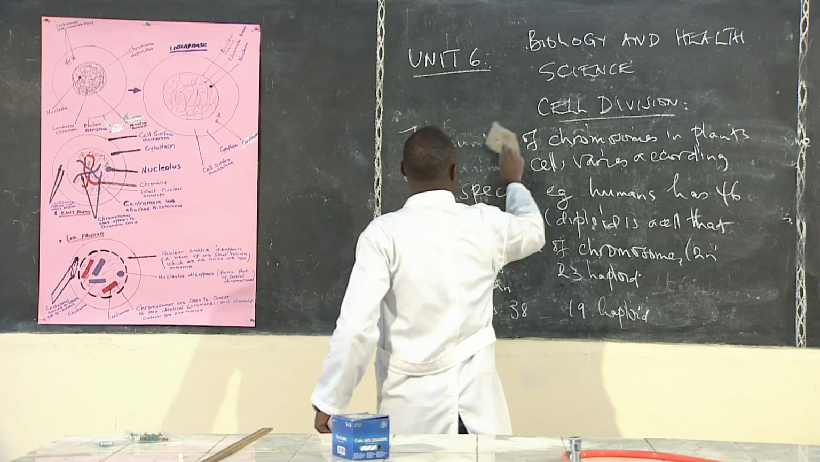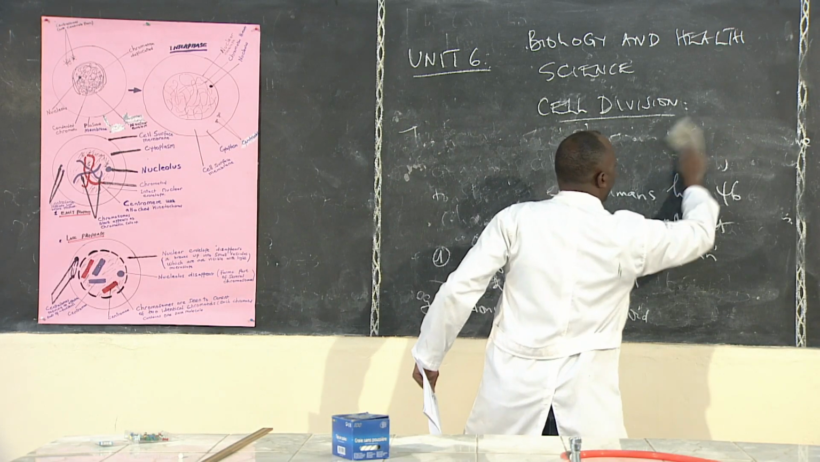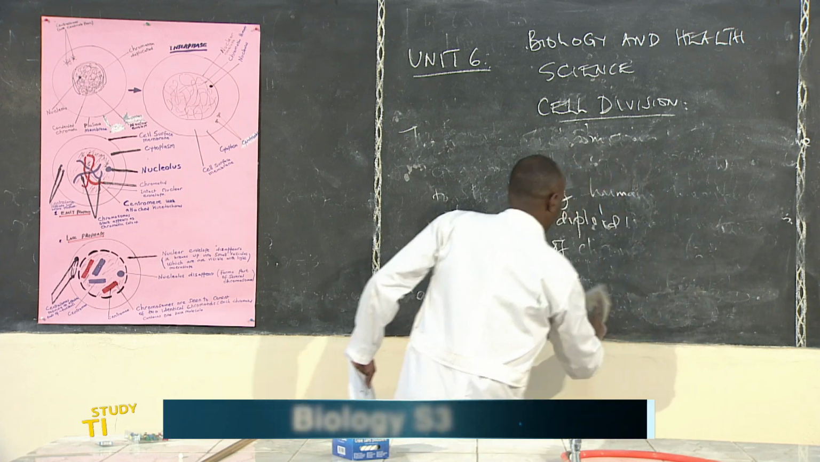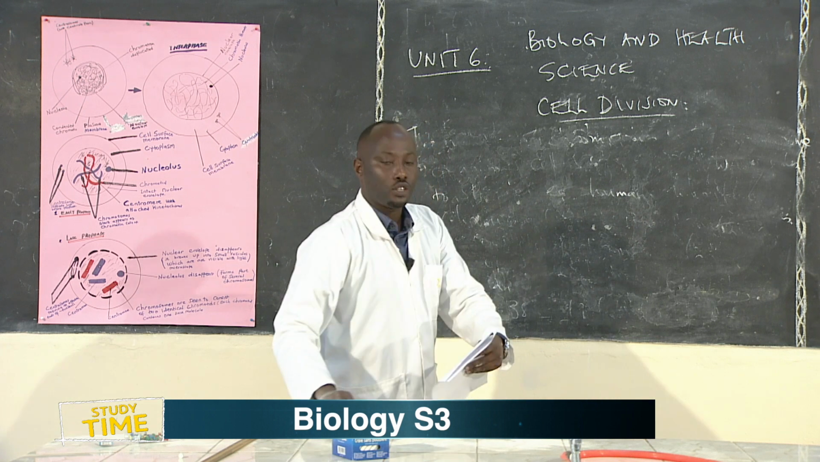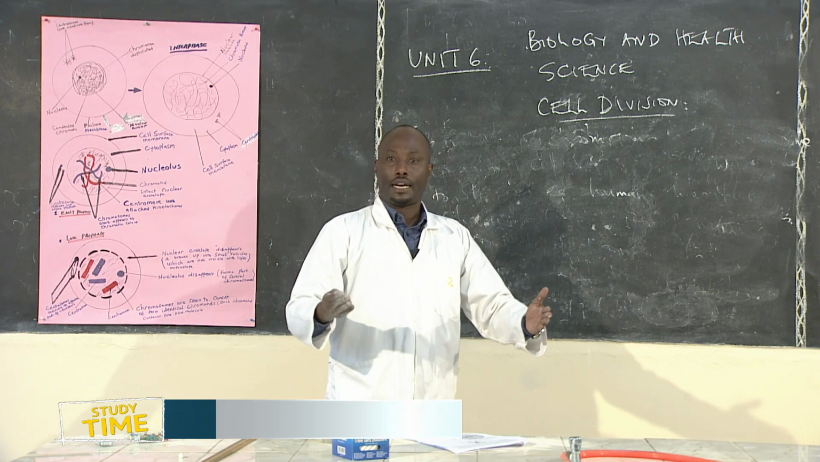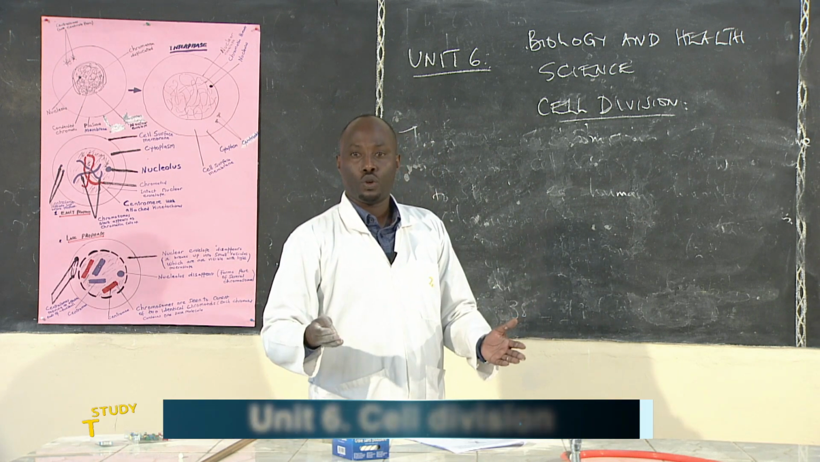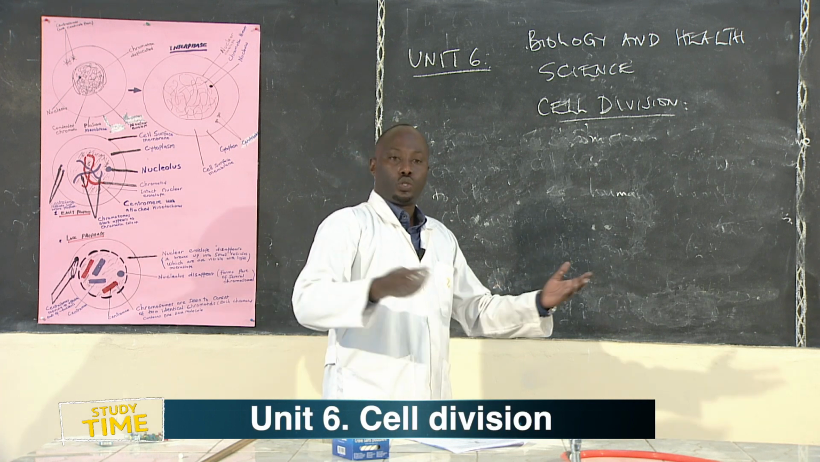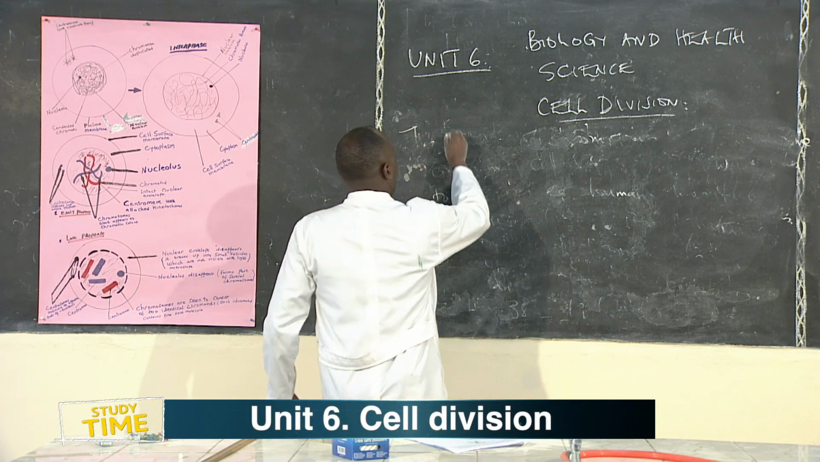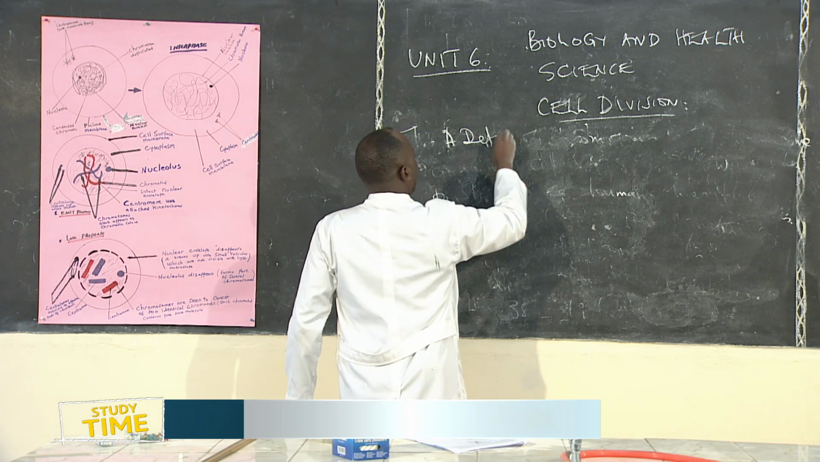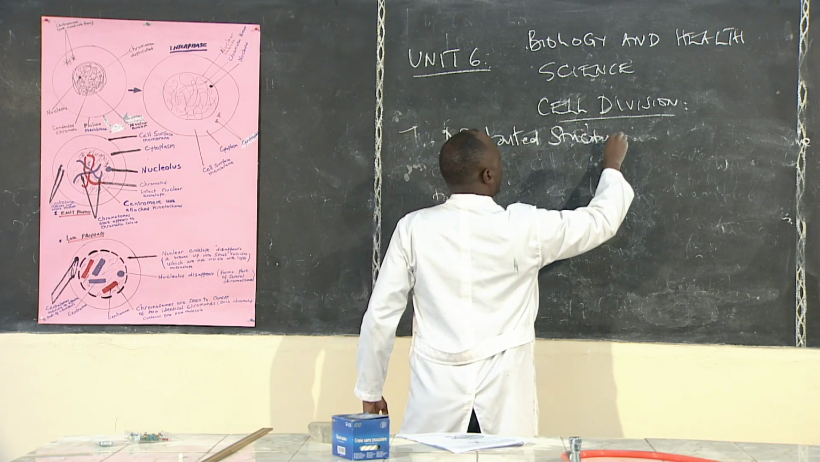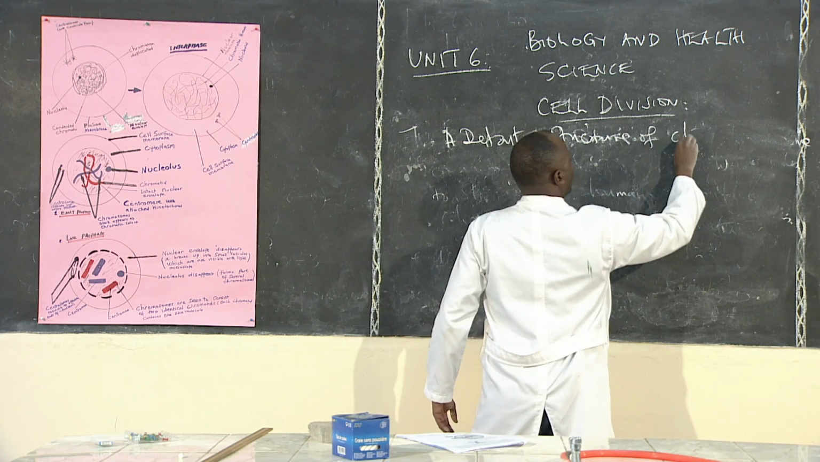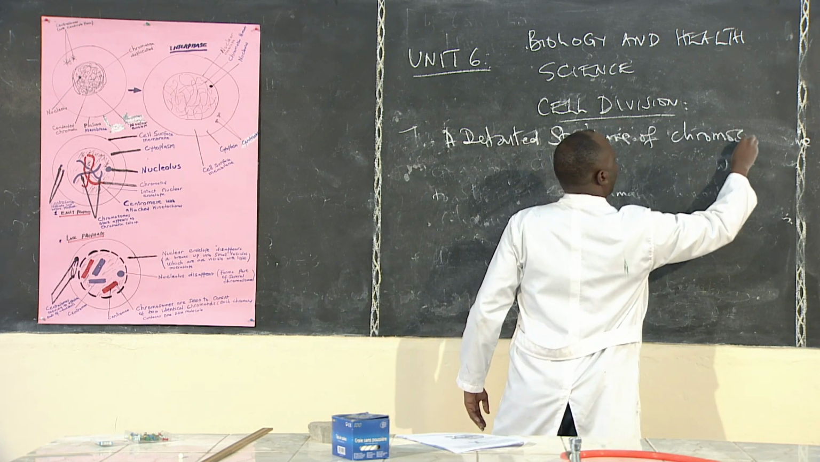Let's look at the detailed structure of a chromosome. Students, I know all of you must have an idea about the structure of a chromosome. What are the major constituents of a chromosome? A detailed structure of a chromosome. Take a note and write that down. Very good.